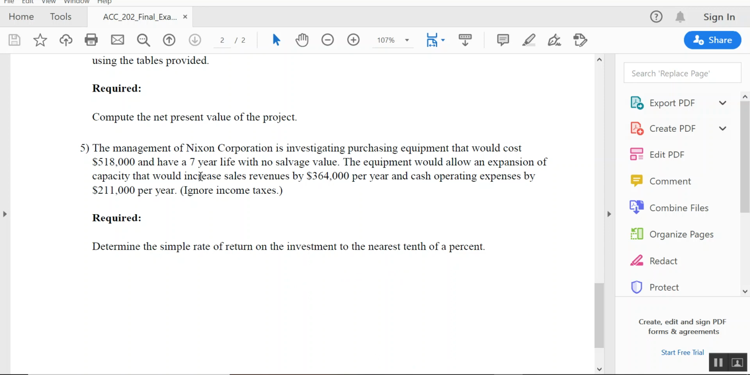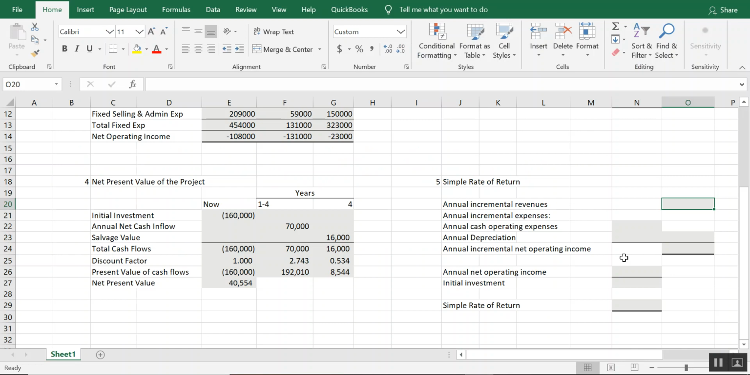Well, for this, we need to create an income statement. So if we go back over here, I've got that laid out. This is a good way of setting it up. We have the annual incremental revenue of $364,000 for the project. And then we have annual cash operating expenses of $211,000.